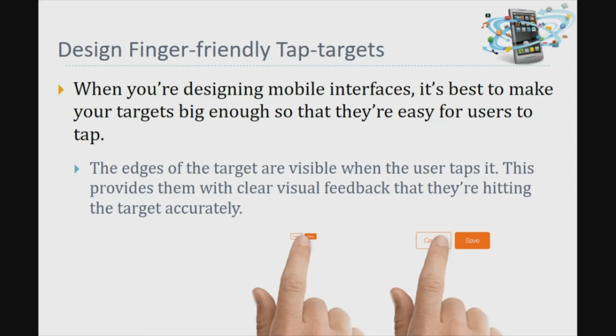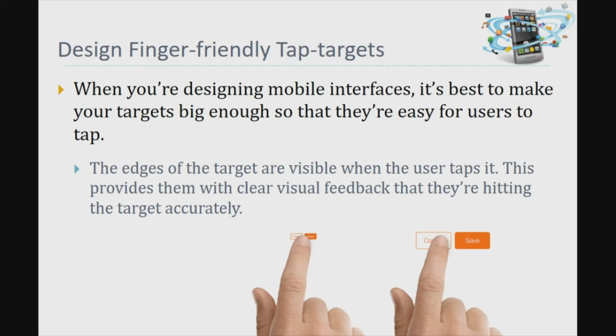Okay, design finger-friendly targets. When you are designing the mobile interface, it is best to make your targets big enough so they are easy for users to tap. Instead of providing a small button, you must make sure the size of the button that you provide to your user is easy to access. The edges of the target are visible when the user taps it. So this provides them with clear visual feedback that they are hitting the target accurately. So you should make the user feel comfortable and make it easy to access the mobile application interface.